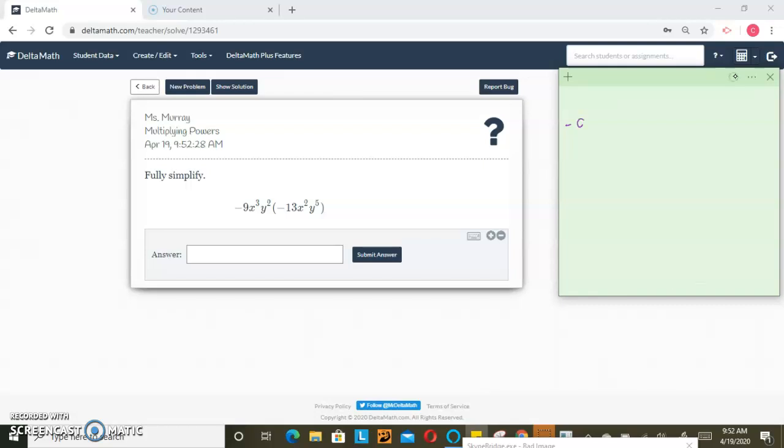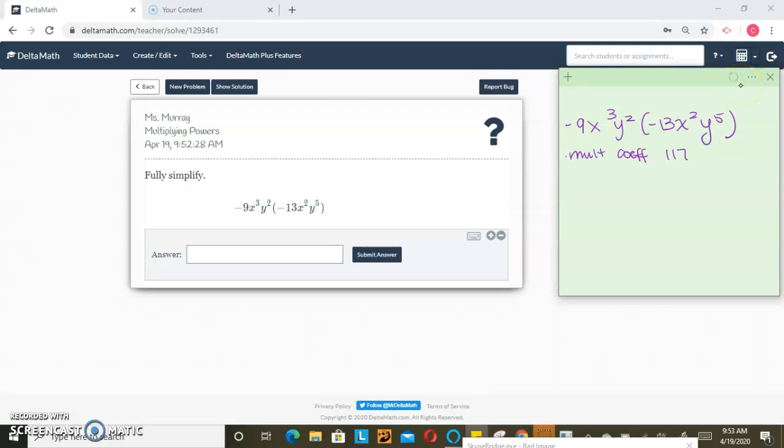Okay, here I have negative 9x to the 3rd y squared times negative 13x squared y to the 5th. Every base has a visible exponent, so I don't have to add in any ones. I have a double negative, so I'm going to end up multiplying. It's going to become positive, so I multiply coefficients. So negative 9 times a negative 13, I believe, is 117.